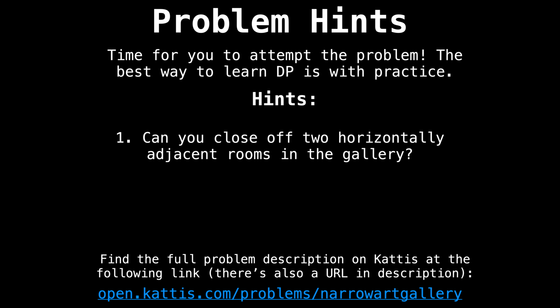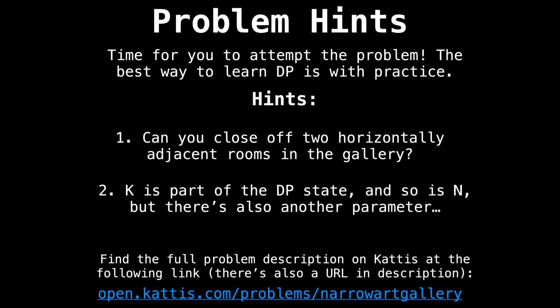My first hint is, is it ever possible to close off two horizontally adjacent rooms in the gallery? What about diagonally adjacent rooms? And my second hint is that K, the number of rooms to close, is part of the DP state, and so is N, the number of rows in the gallery. But there's also another parameter we need to keep track of, but I will not say what.